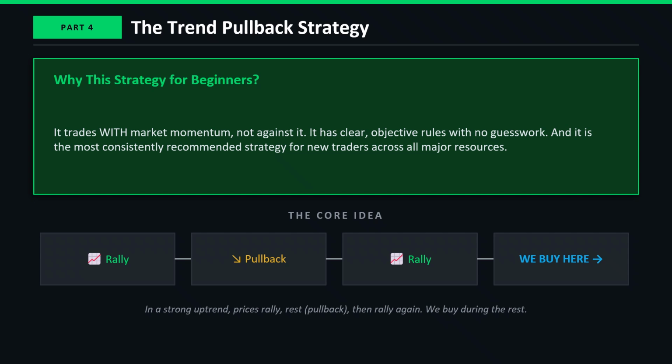So what's the core idea? In a strong uptrend, prices don't just go up in a straight line. They rally up, then they take a breather and pull back down, then they rally up again to make a new high. Our job is simple. We want to buy during that rest period, right as the rally is about to resume.